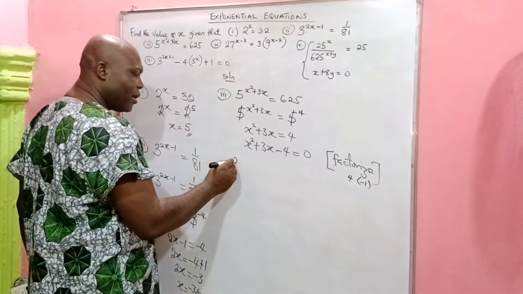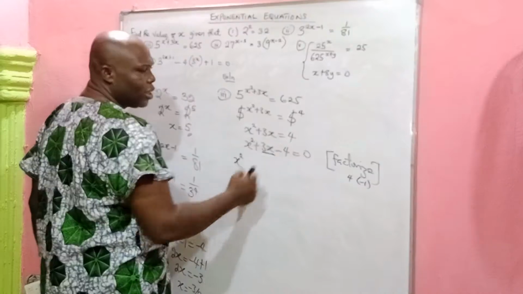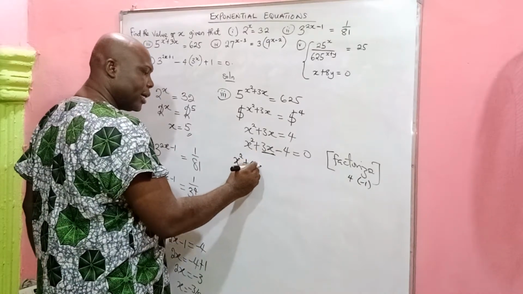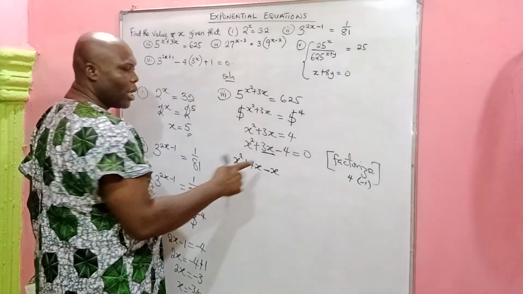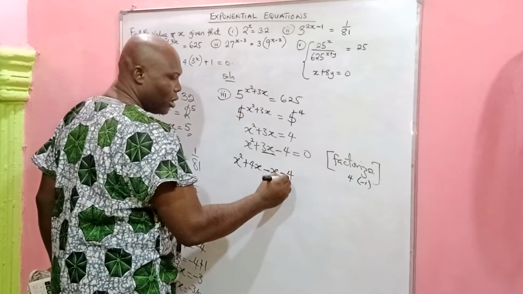So we are going to have x squared. We'll split this into those two numbers: 4x before minus 1, minus 1x. Then before minus 4 is equal to 0.